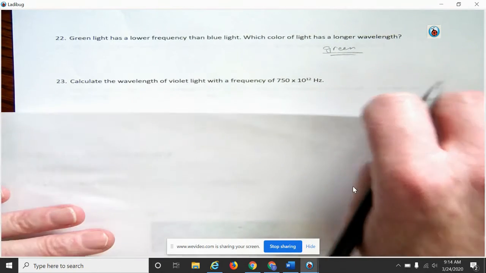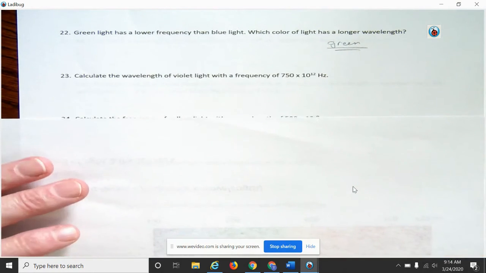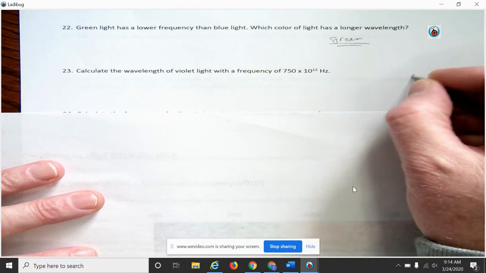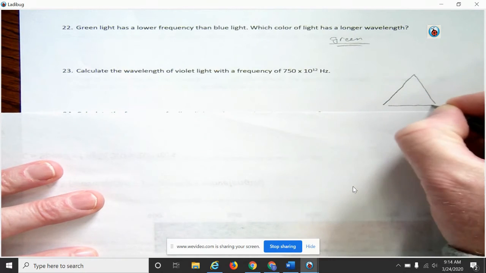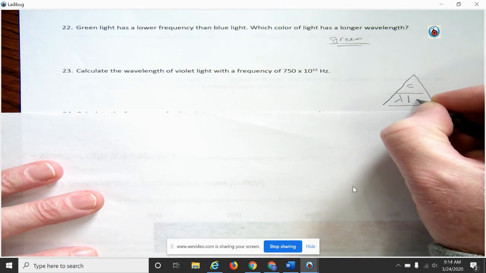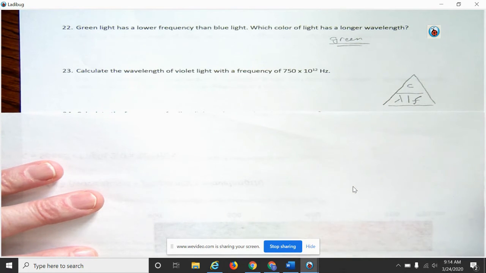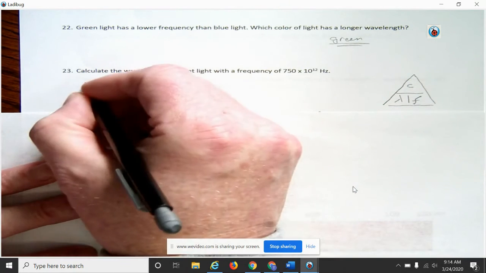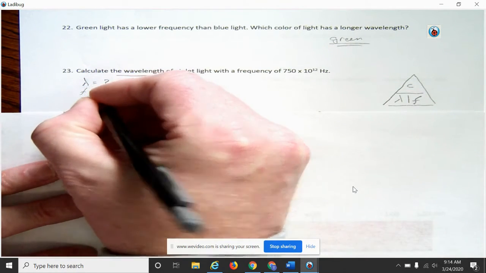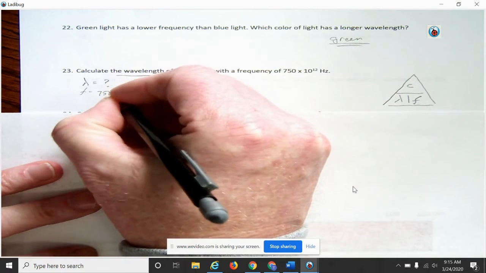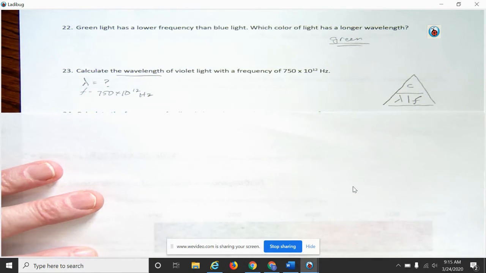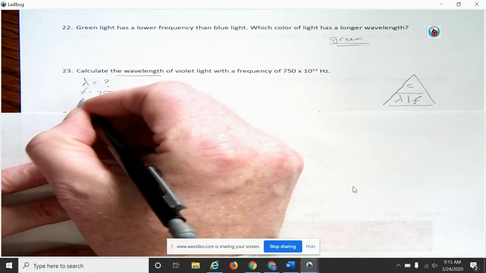Now, the next couple of questions, cover them up so we can just do one at a time. It's going to have you do some calculations. Now, the calculations aren't difficult here, but I want you to practice with it a little bit. Now, the first thing you want to probably do is put the triangle in place. Okay, where C is the speed of light, and then you have lambda, which is wavelength, and F, which is frequency. All right, so in this one, we're trying to calculate the wavelength. Right off the bat, we know we're missing the wavelength. Okay, we know the frequency is 750 times 10 to the 12th hertz. Okay, and we also know the speed of light because that's a given.